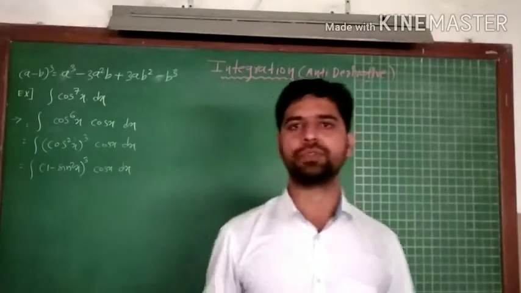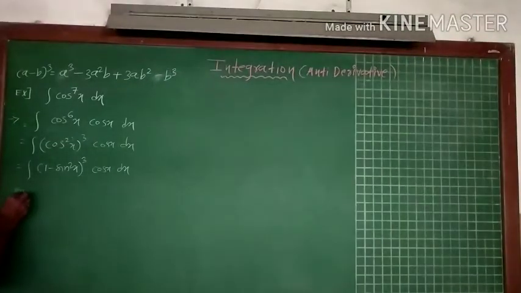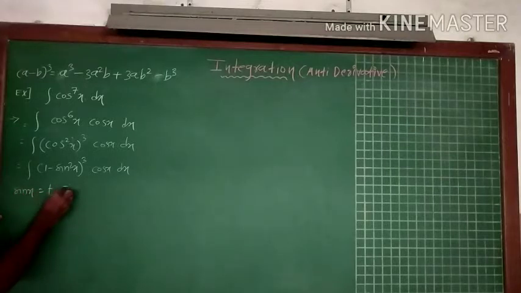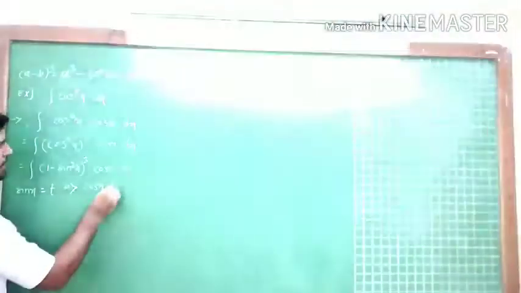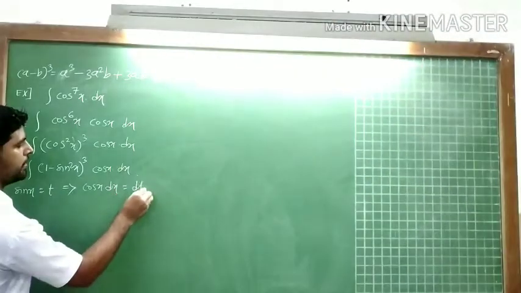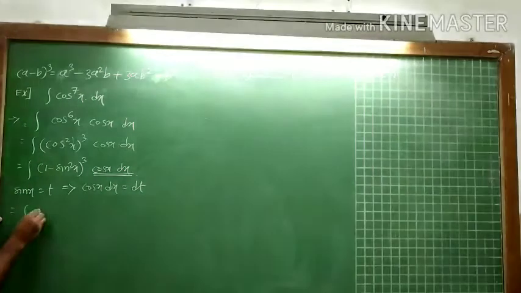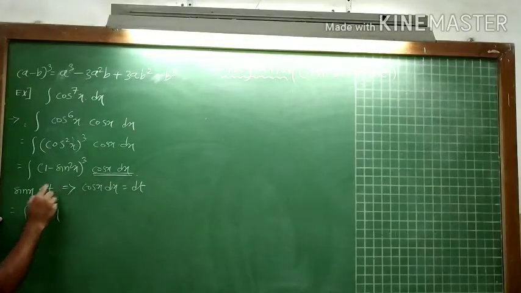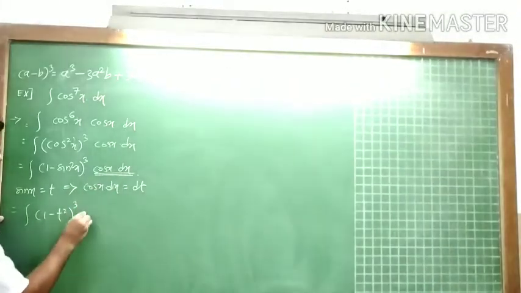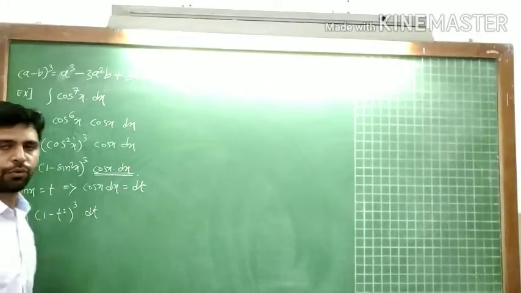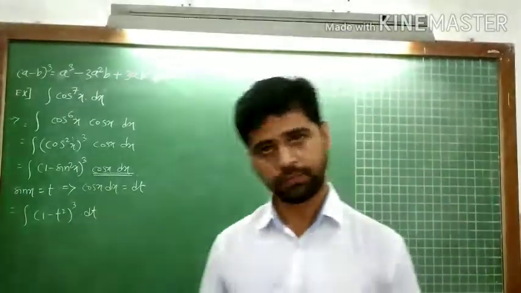Now we will use the substitution method here. So what substitution can we do? So here we will substitute sin x equal to t, and take the derivative on both sides. Sin's derivative will be cos x dx equal to dt. So this cos x dx I can replace by dt. So how do I write the function? 1 minus sin square becomes t square, bracket 3, and cos x dx is nothing but dt. Now you can see your function is expressed in terms of t, right?